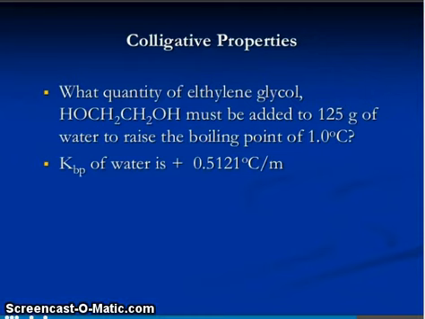Now, what quantity of ethylene glycol must be added to 125 grams of water to raise the boiling point by 1.0 degrees Celsius? The Kbp of water is positive 0.512 degrees Celsius per molar.